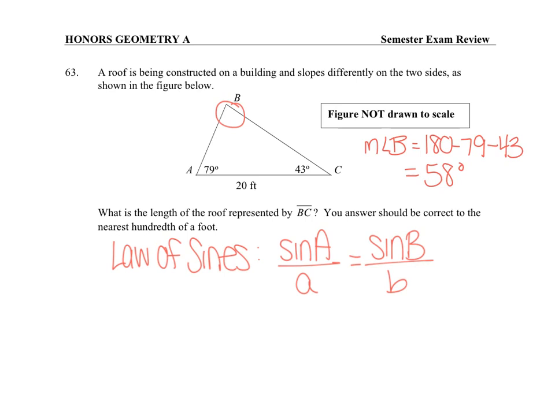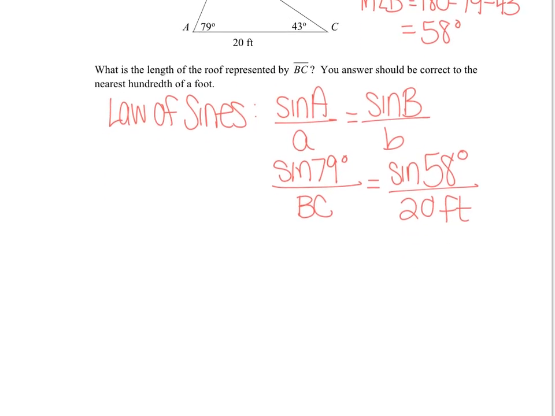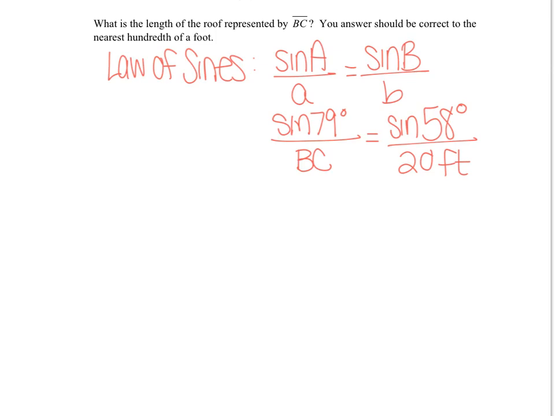So when I put this formula to work, I've got sine of 79 degrees, that's angle A, over the length of BC, which is what I'm trying to find, equals sine of angle B, which I now know is 58 degrees, over the side length of 20 feet. I'm going to solve this by cross multiplying because I have proportions. So I'm going to multiply diagonally, and I'm going to get 20 times the sine of 79 degrees is going to equal BC times sine of 58 degrees.